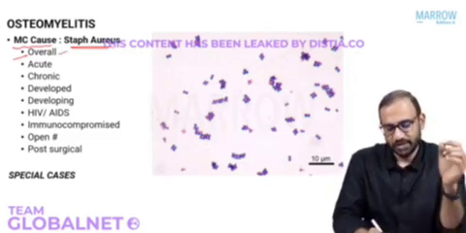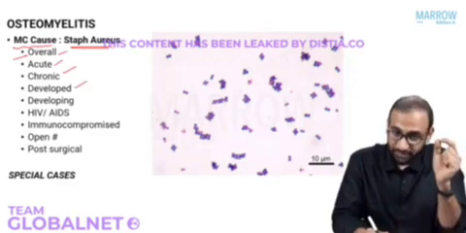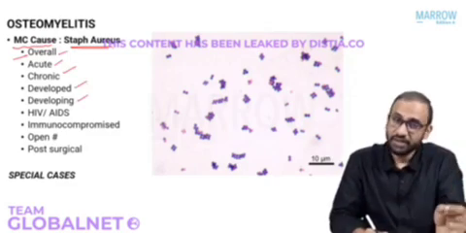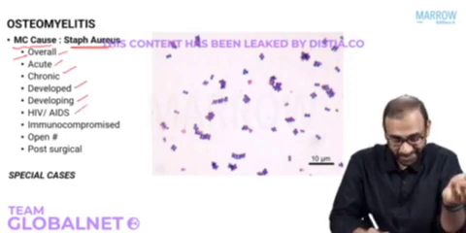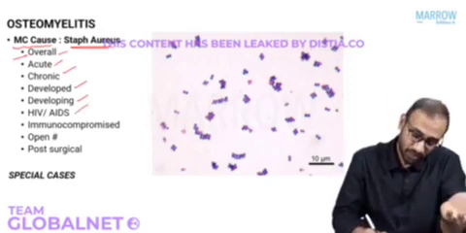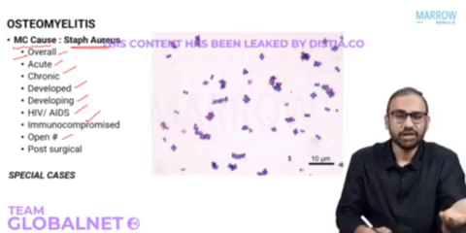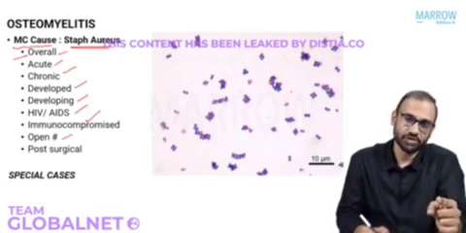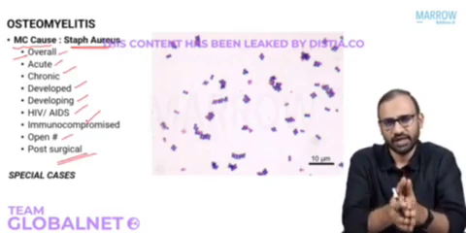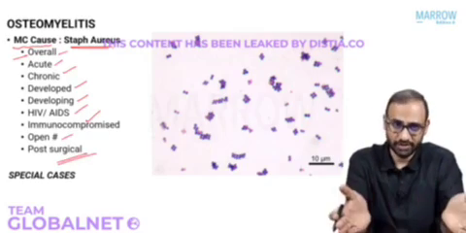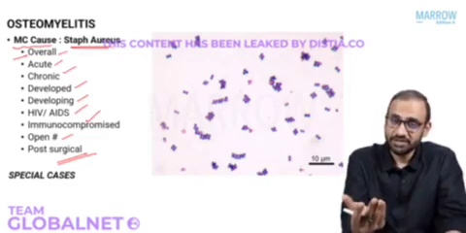So this is just there to help you understand that it is the most common organism overall. Most common organism causing acute osteomyelitis, chronic osteomyelitis, osteomyelitis in the developed countries, in the developing countries, in patients who have HIV, who get AIDS, who are immunocompromised, and osteomyelitis following open fracture, also the culprit organism is Staphylococcus aureus. An iatrogenic or post-surgical organism causing osteomyelitis is also Staphylococcus aureus. But like I said in the beginning, there are exceptions, and whenever there are exceptions, there are MCQs.